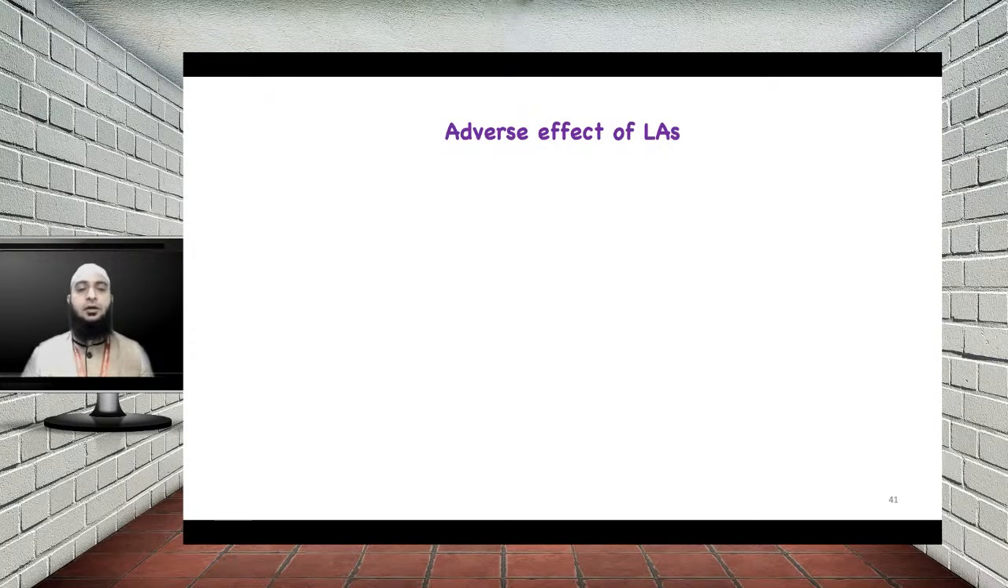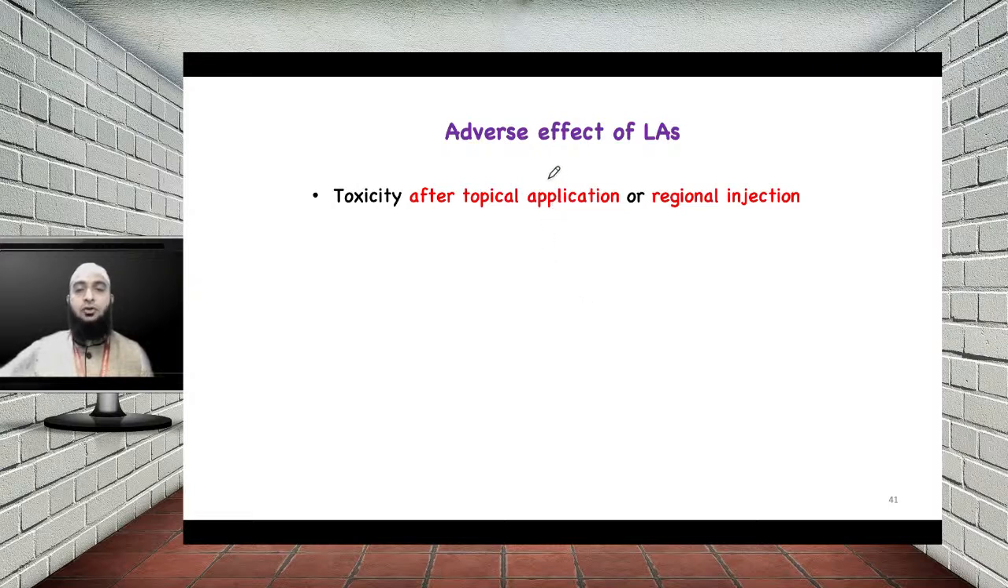We know that local anesthetics are generally meant for local application, and you don't want their systemic action. So if local anesthetics are absorbed into systemic circulation, they come into contact with different systems and organs, and may produce adverse effects. So let's see how local anesthetics produce adverse drug reactions. First, the toxicity or adverse effects of local anesthetics after topical application and regional injection.